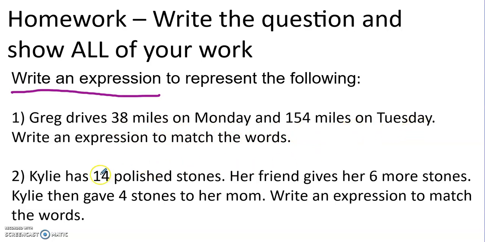The second question says, Kylie has 14 polished stones. Her friend gives her 6 more stones. And Kylie then gave 4 stones to her mom. Write an expression to match the words. So we're just writing an expression to see how many stones Kylie has left after what she had, then what her friend gave her, and then what she gave to her mom.